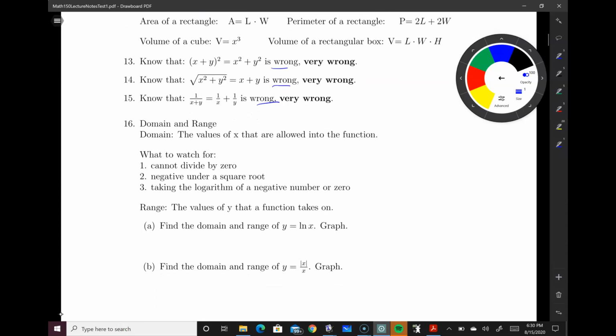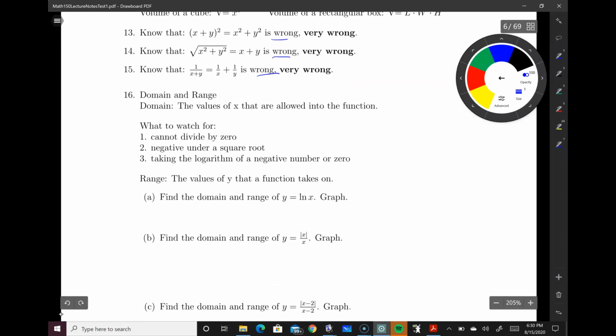Just be careful. All right, so let's work on domain and range. Domain are the x values that you're allowed to put into a function. So what you're going to be watching for: never divide by 0, never have negatives under the square root, and make sure when you're taking the logarithm, it's never of a negative number or 0. The range are the y values. So thinking about the graph of y equals ln of x, I'm having you graph it so you can look to see what you think the domain and the range is.